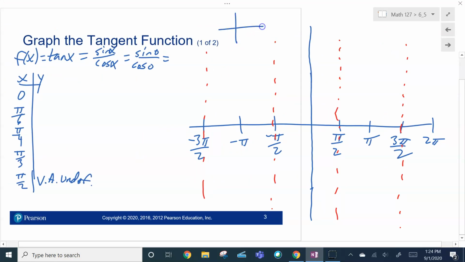You know, I'm on my unit circle, I'm right here. Sine is 0, cosine of 0 is 1. So I got 0 over 1 is 0. Now I'm going to go to pi/6.